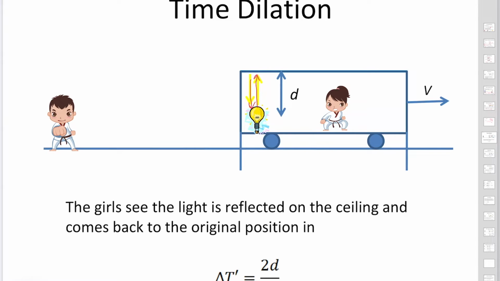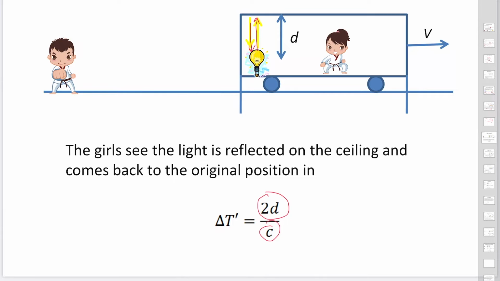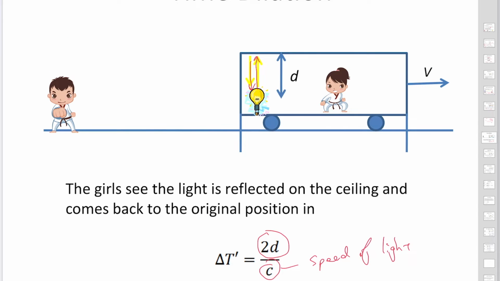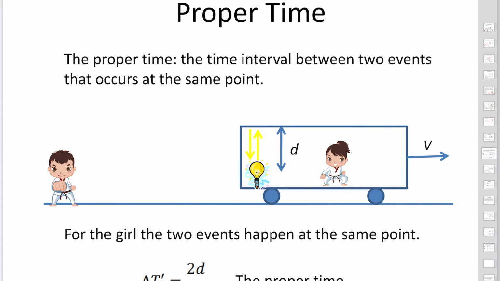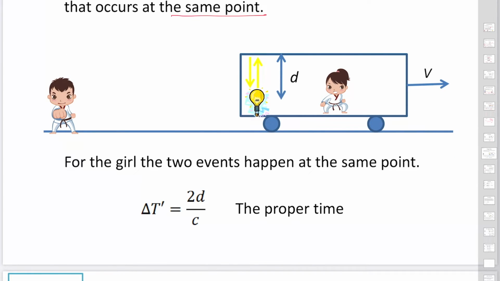In 2D, the time is the total distance for the light to travel divided by the speed of light, c. Okay, delta t prime is 2D over c. We call this the proper time. Proper time is the time interval between two events that occur at the same point. This is really important. For the girl, two events happen at the same point. So delta t prime is the proper time.